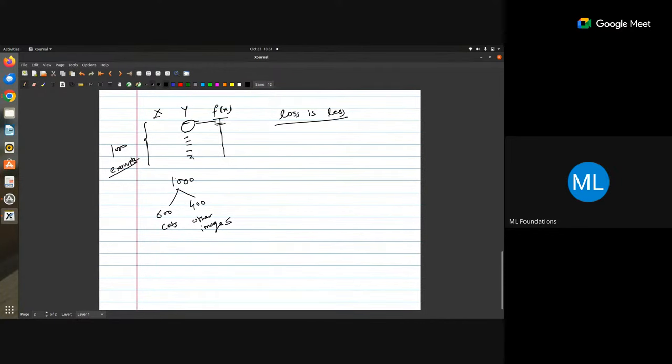But my output, my y, should be what? It's either a cat or no, right? It's simple. So if it is a cat, I'll say plus one. If it is not, I'll say minus one. Okay, this is a simple thing. So out of these 1000 examples, I try to learn some model f of x, and with that model, let's say my loss is minimum, and I'll say okay, this model is a good model for me currently. I learned some function, and I said that this is fine.